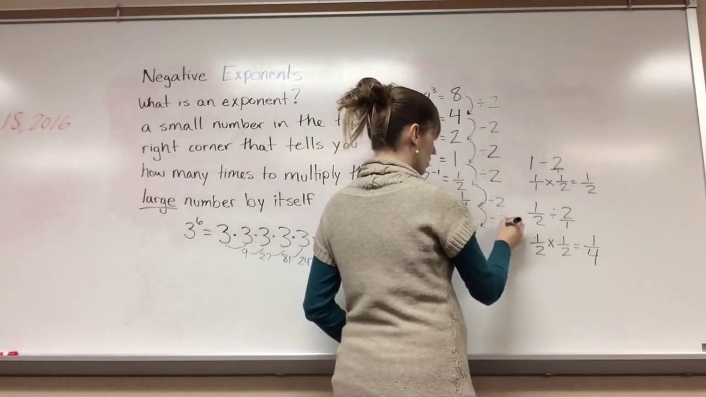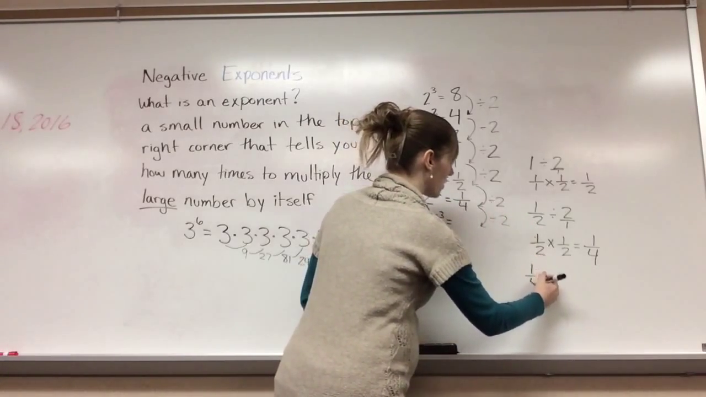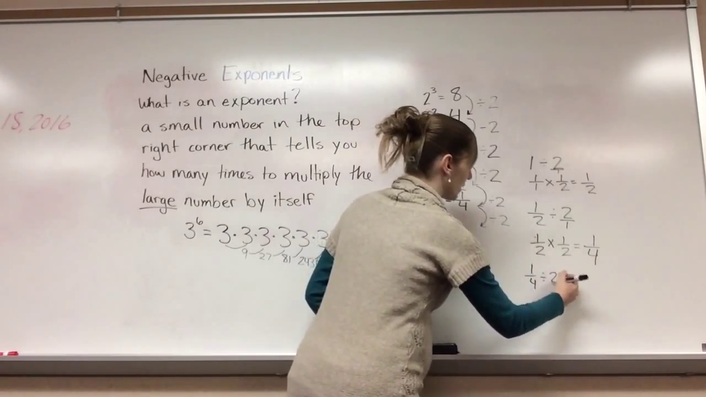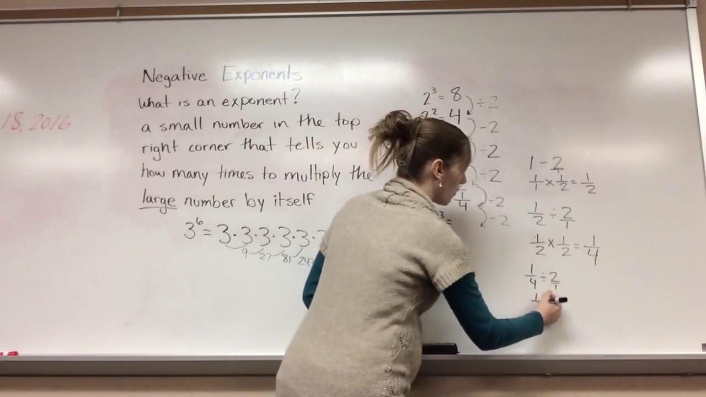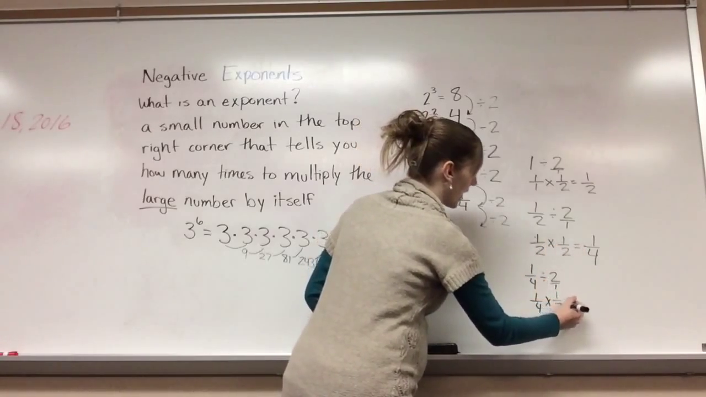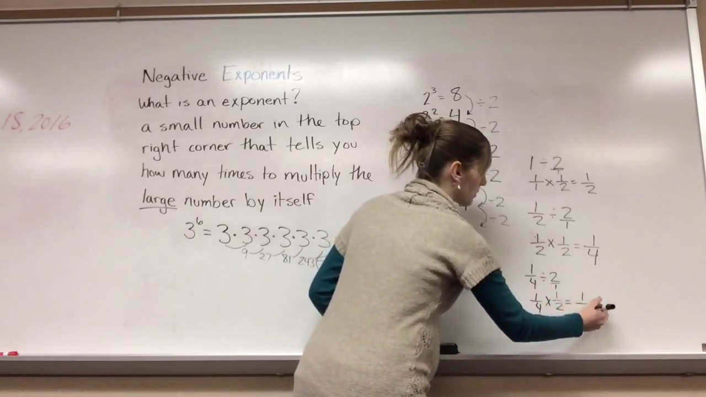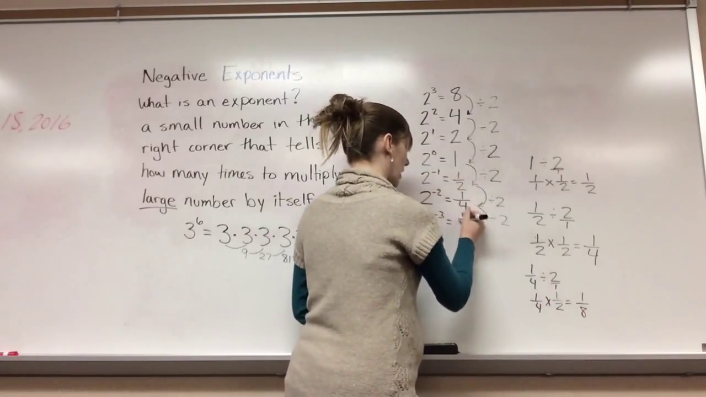All right, let's try the next one. Dividing by 2, okay? Last one we're going to do like this. Take 1/4 divided by 2, make it 2 over 1. 1/4 times, flip the second fraction to 1/2, and then multiply. 1 times 1 is 1. 4 times 2 is 8. I get 1/8.